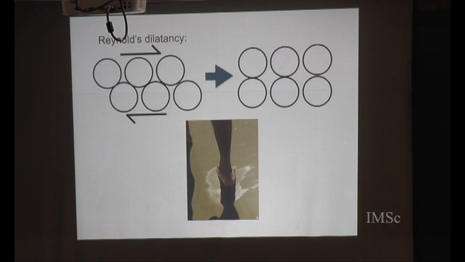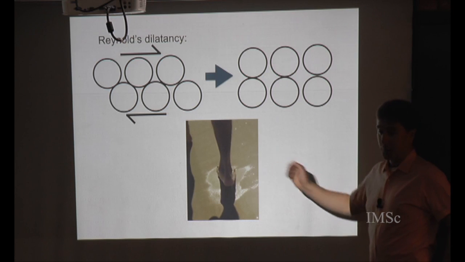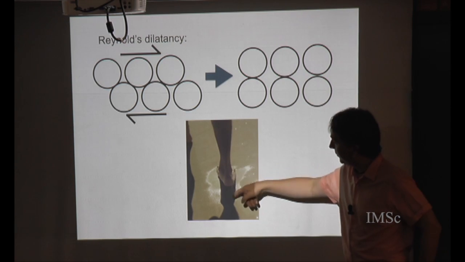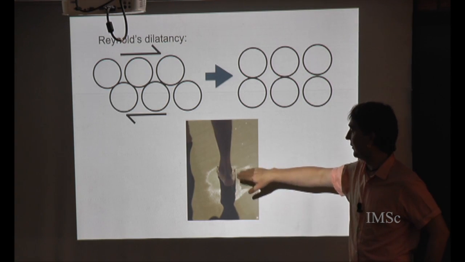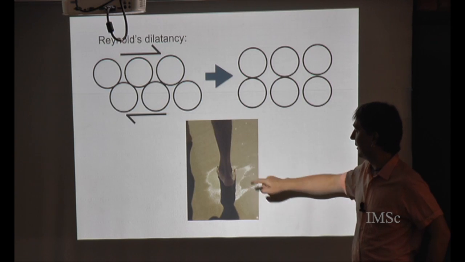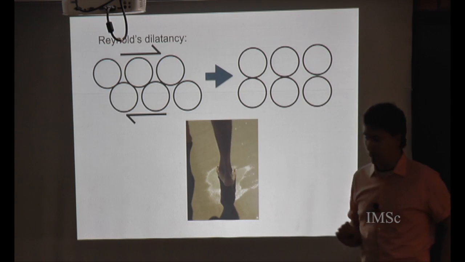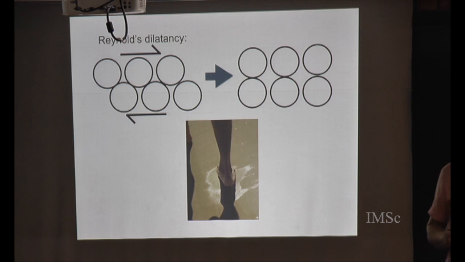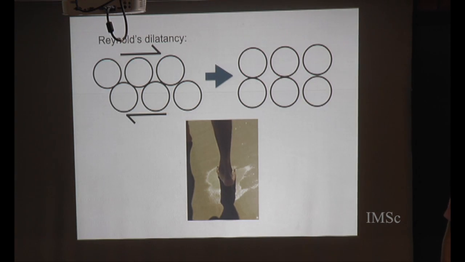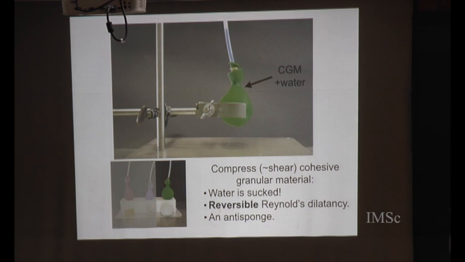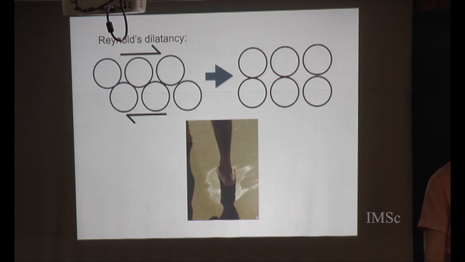This is something that anyone who walked along the beach, maybe tonight, will be able to explore. If you step on the beach, you'll see a dry patch surround you as the water gets sort of sucked in. That's basically Reynolds dilatancy, pulling the water into where you're compressing it. This is largely associated with irreversible deformations.